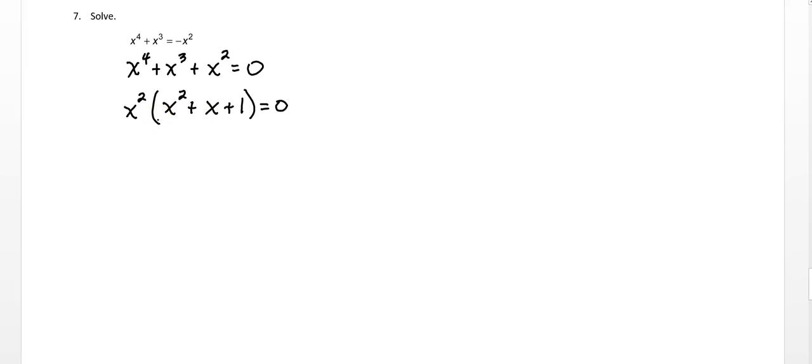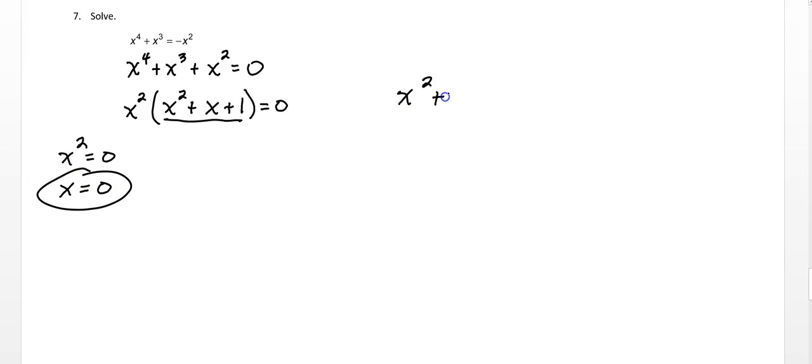And x squared plus x plus 1 will not factor, and it would be more efficient to use the quadratic formula in this case. So let's use the quadratic formula to solve this polynomial. We already know that x squared equals 0, therefore x is equal to 0. So we have one distinct 0.